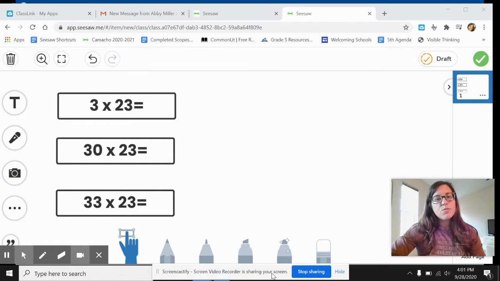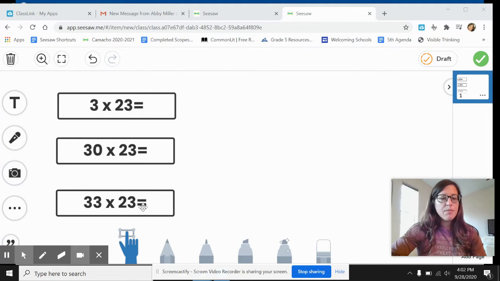The first one is working on multiplying multi-digit whole numbers through a problem string. And the second one is a checkpoint to see what you remember about volume. So we're going to get started with our problem string.